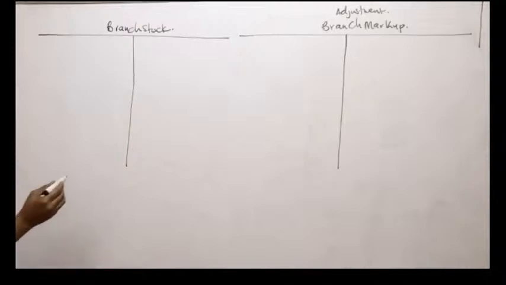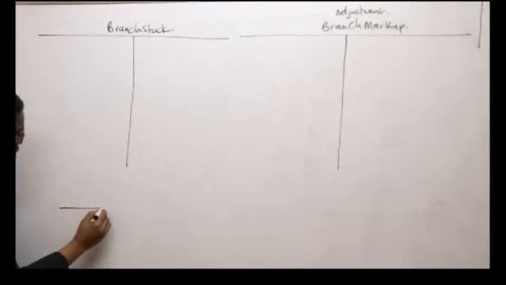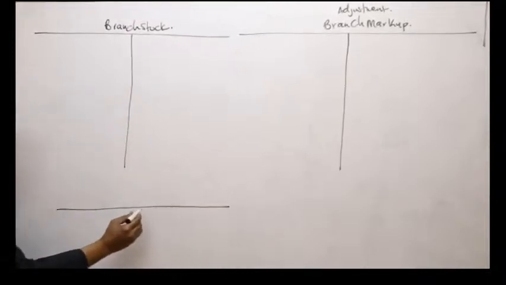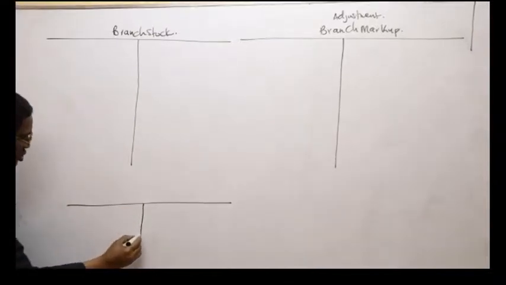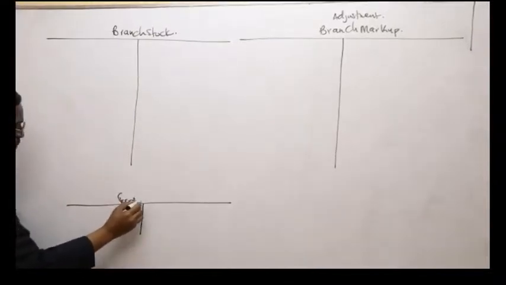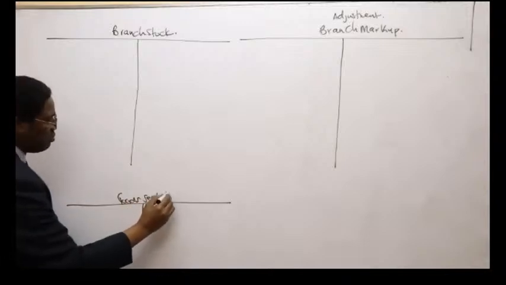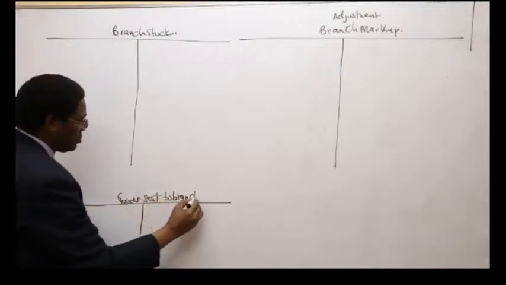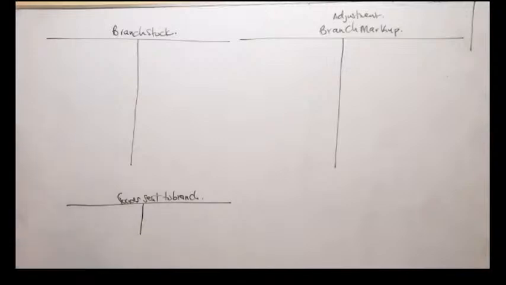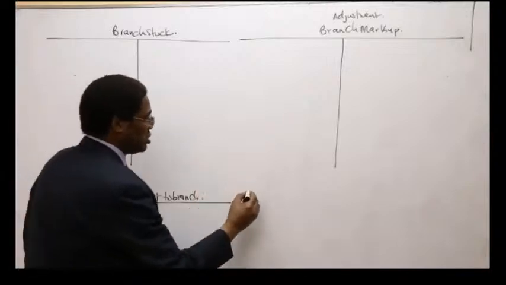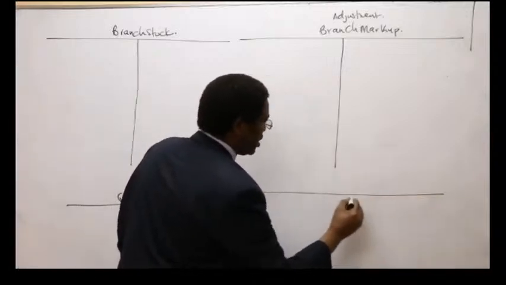The other account you keep on behalf of your branch is an account we shall be calling goods sent to branch. Another account you may keep on behalf of your branch is the account called branch debtors.